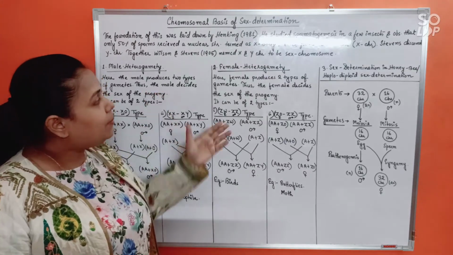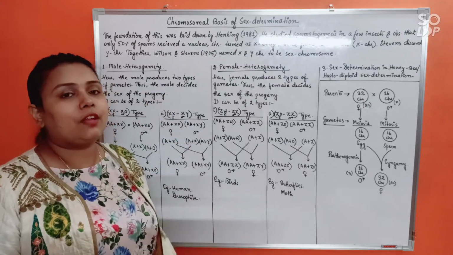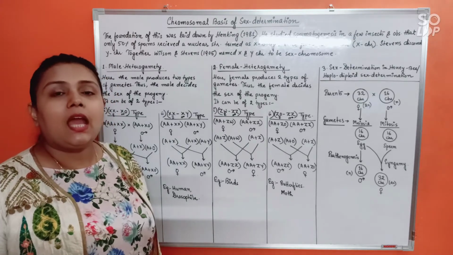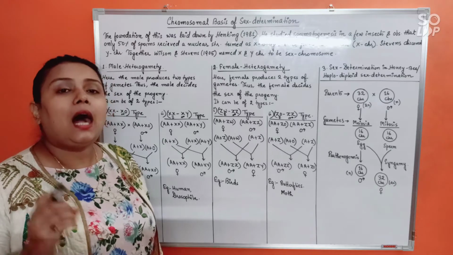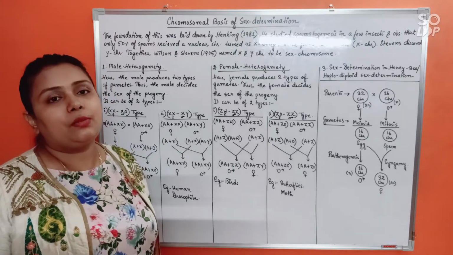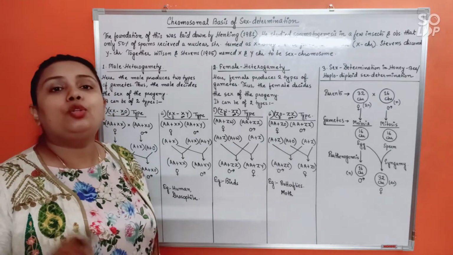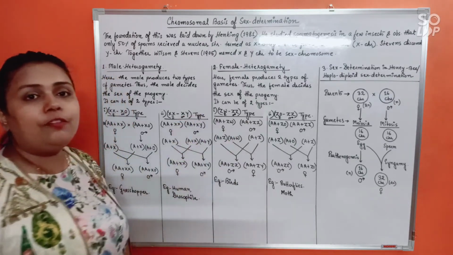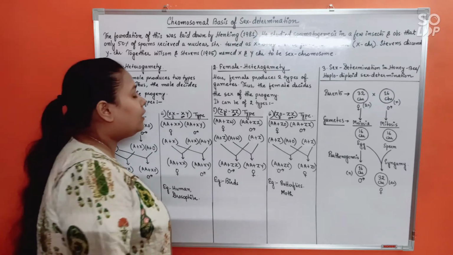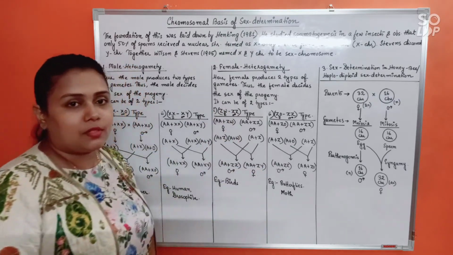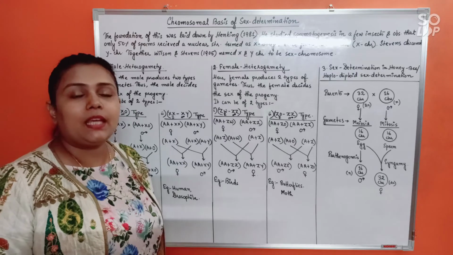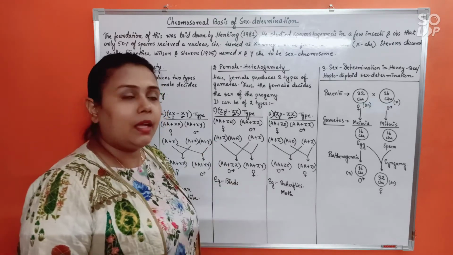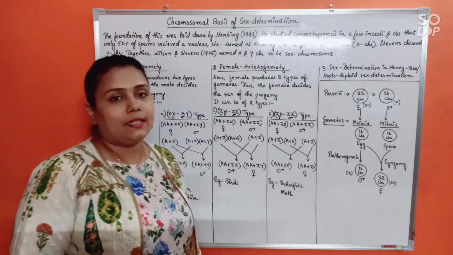So as the name itself suggests, female heterogamity means here the female decides the sex of the progeny and not the male. Okay, how? Because the female here will be producing two types of gametes or two types of eggs. Alright, so it is exactly the opposite of male heterogamity. Now, it can be of two types. Fine, female heterogamity can also be of two types. One is ZW-ZZ type, another is ZO-ZZ.